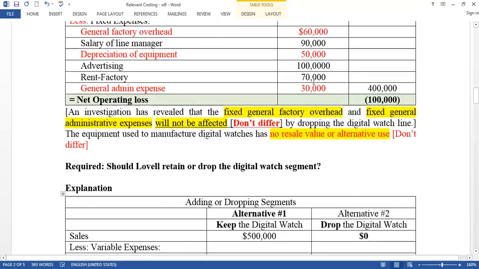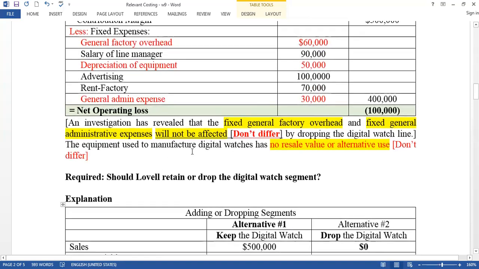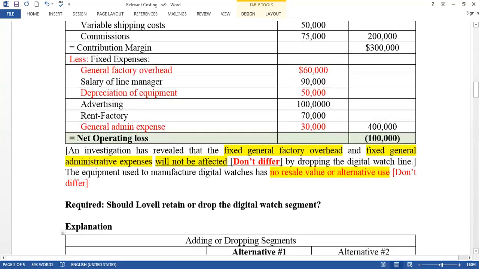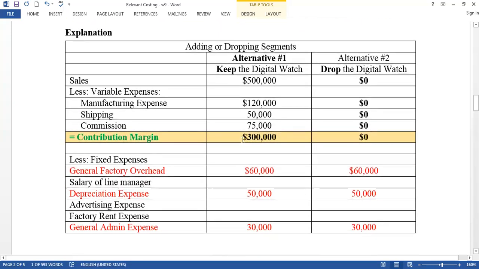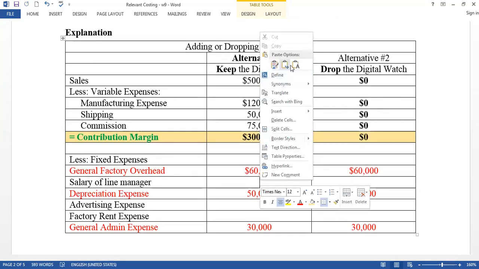Now, what about others? As others do not have any information in this question, it means that if you keep the product, for example, you want to keep the product, then you have to pay the salary of the manager. Do you understand?